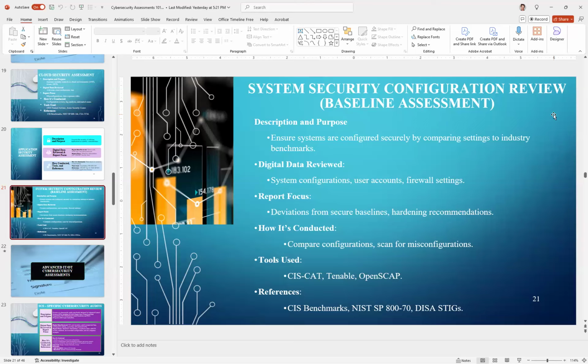The tools used are Syscat, Tenable, OpenSCAP, and your references are the CIS Benchmark, which is your standard, the NIST SP 800-70, and the DISA STIGs.